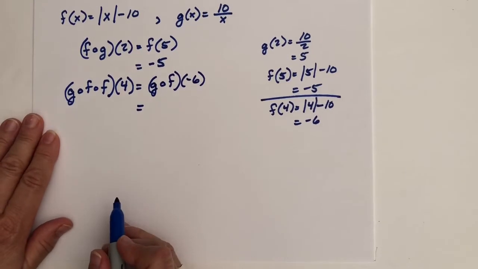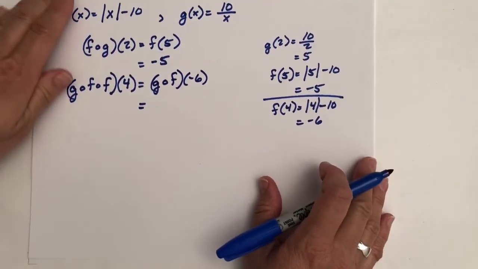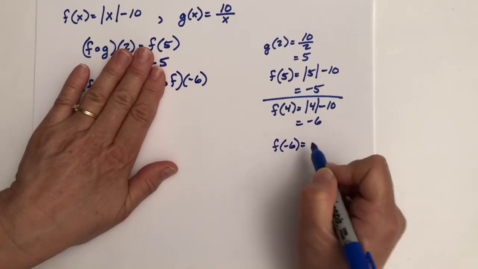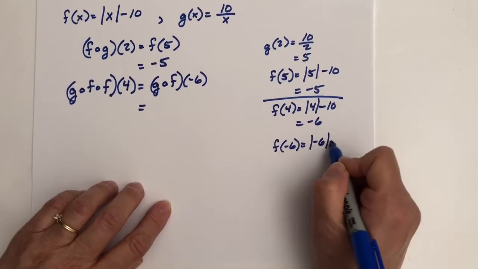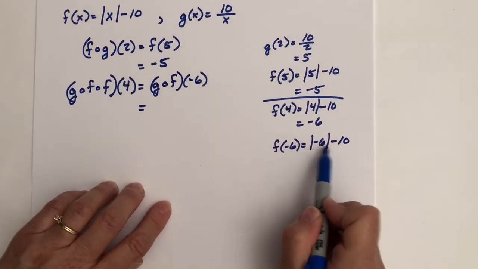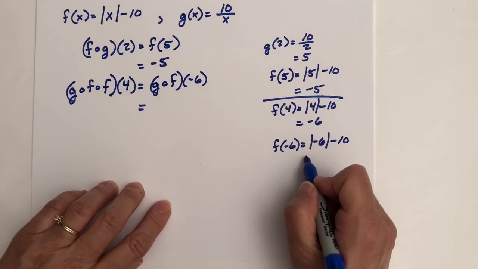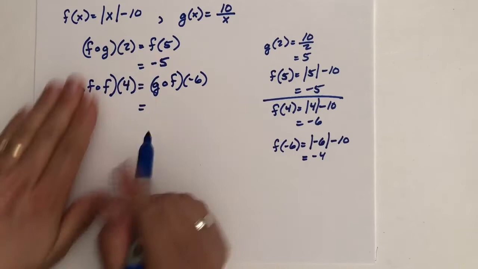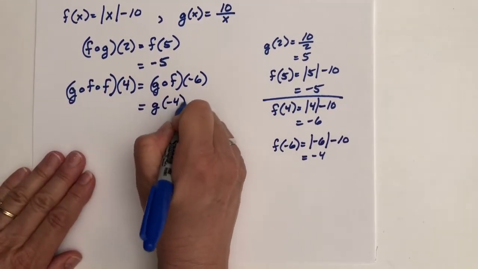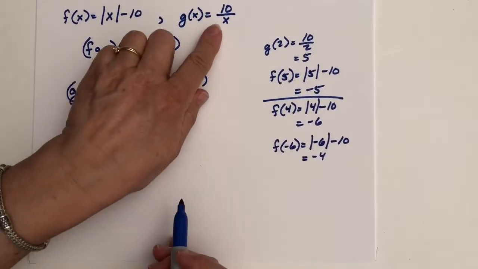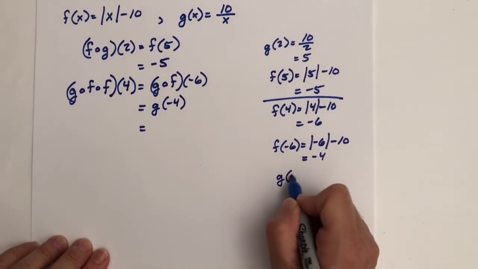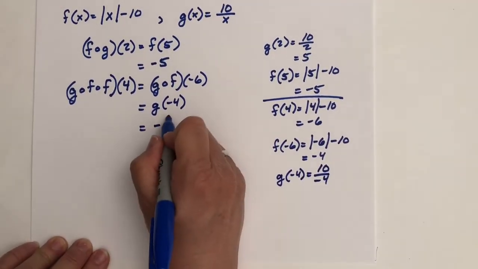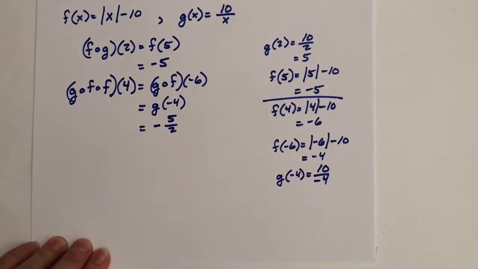And we evaluate that. So we start with our f of negative 6. We pop negative 6 in there. Take care to take the absolute value. So we have 6 minus 10. That's negative 4. So we have evaluated this and we now know it's negative 4. So now I'm at a g of negative 4. And we can substitute negative 4 into the g function. And we have 10 over negative 4, which we know we would reduce and have negative 5 halves.